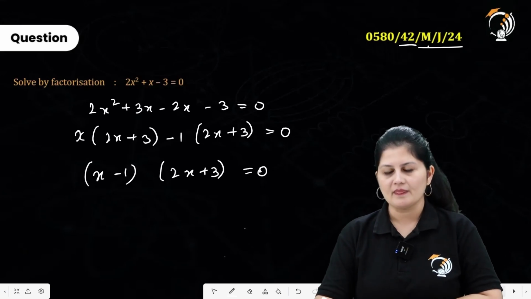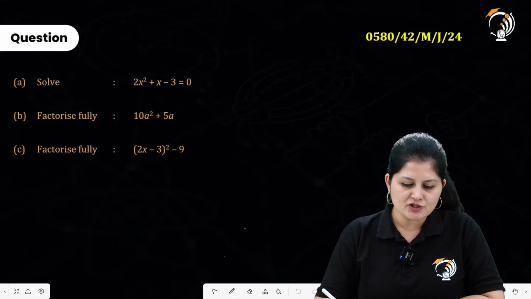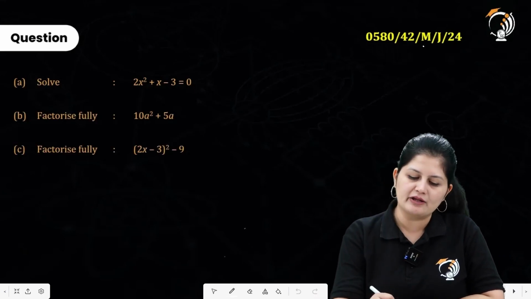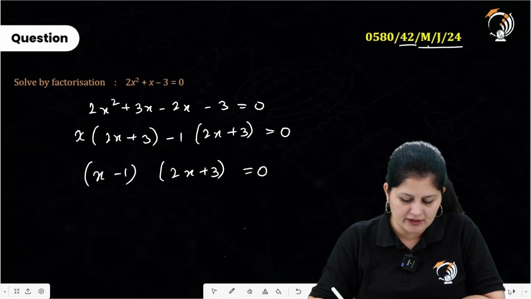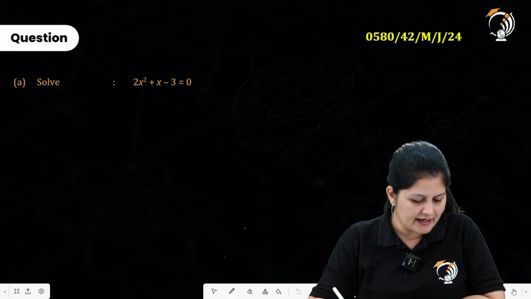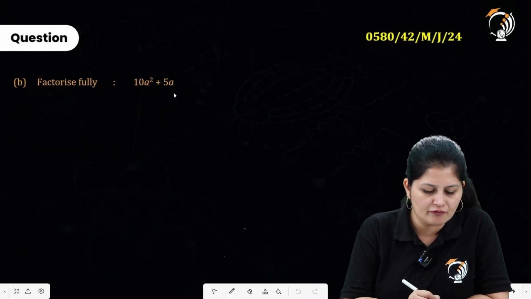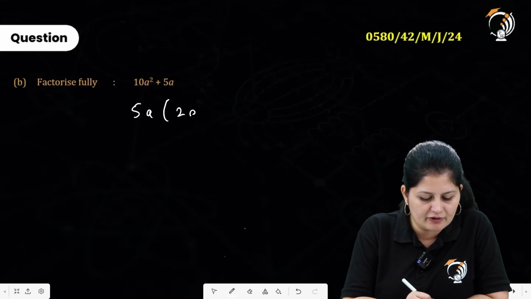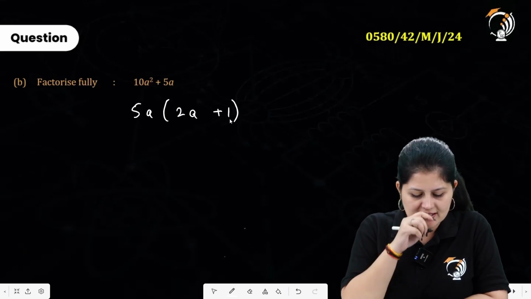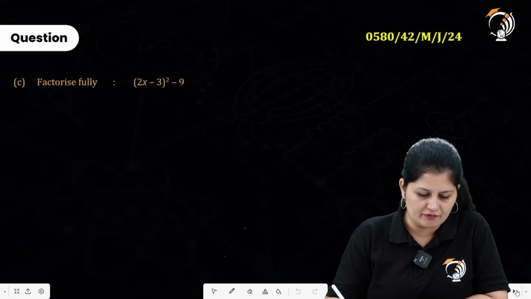Clear? Now moving to the next question, which is from the paper of May-June 24 from the variant 4-2. So the first question was this one only that we have solved just now. Right, talking about the second one that we need to factorize, here we can take out 5a common and in the bracket we'll be left with 2a plus 1. So this is how we are going to do the factors of it.